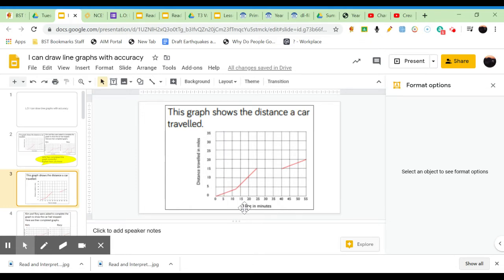There is also time in minutes along the x-axis, because we know that with a line graph, the time is always along the x-axis. Notice as well that the graph is not complete. There is a missing part to it in the middle. Now, our problem, let's have a look at that in just a minute.